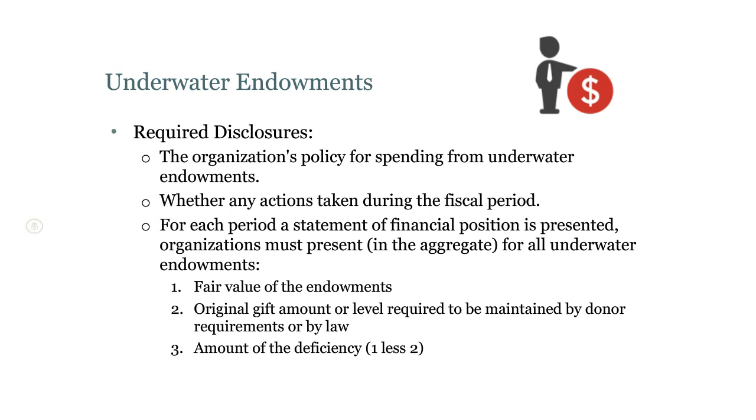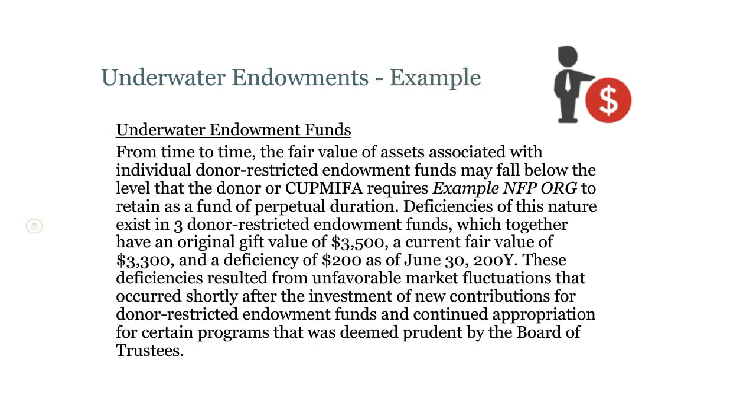And the following slide is just an example of that. You can do that in a table, or you can just do it as part of your endowment footnote. You can just add it to some of the text there, put a paragraph in, and this shows that they had 3 funds. The original gift value was $3,500. They have a current value of $3,300, so there's a deficiency of $200. It's pretty straightforward, and you can do it in this format, or you can choose to do it in a table if that's easier.